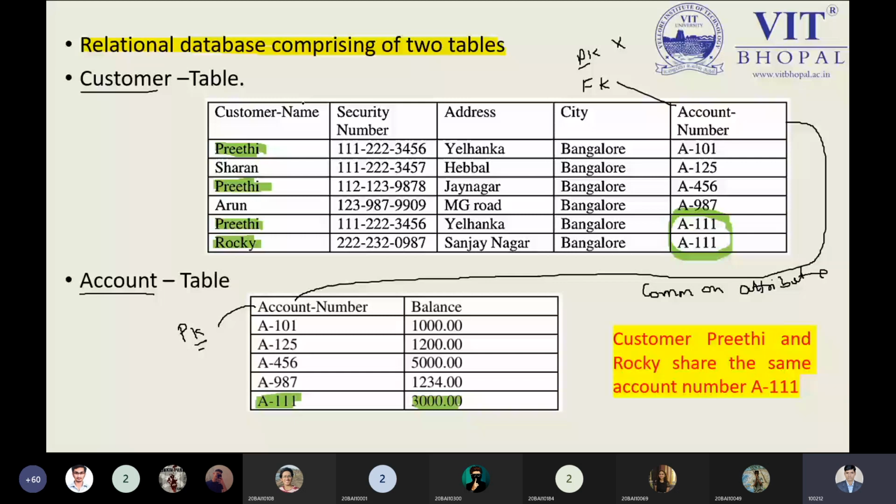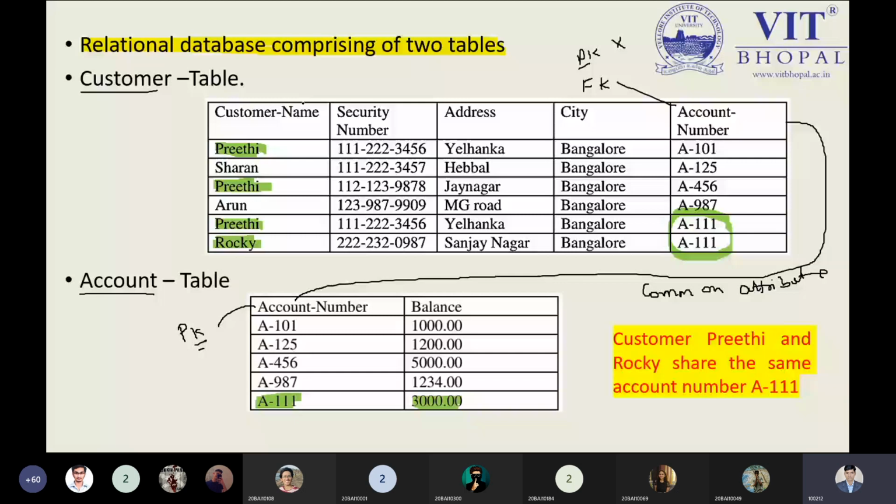In the account number, you can observe over here A101, A125, A456, A987, and A211. So this is our key attribute, and that can be identified as a primary key. Why? Because it does not contain any record in a duplicate manner. Balance could be duplicated, doesn't matter. That is the point.